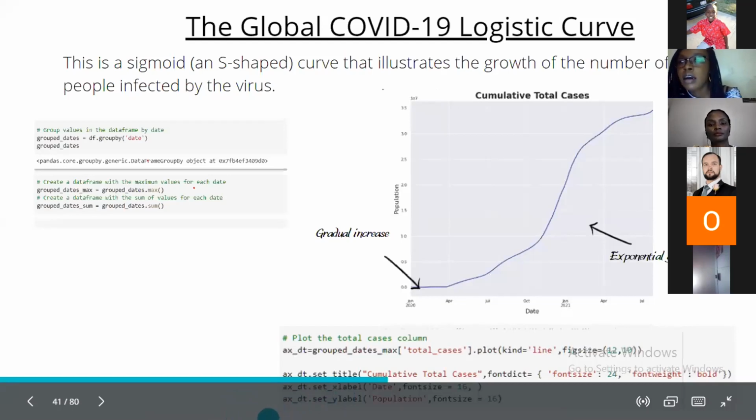Then earlier in the year, this curve had started to flatten, where we could see there's a decline. But it's very sad that we can see this month a sudden growth, and this can be attributed to the Delta variant of COVID-19.